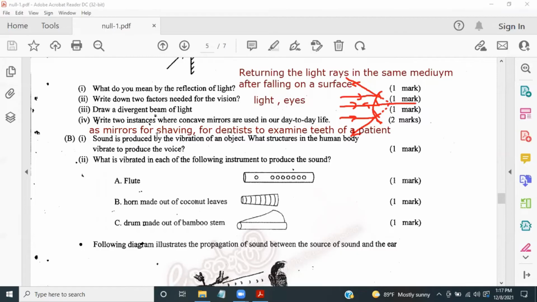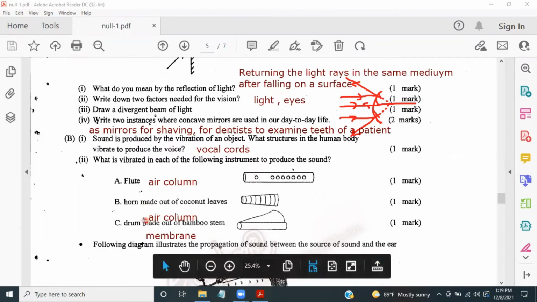Sound is produced by vibration of an object, but structures in the human body vibrate to produce the voice: the vocal cords in the throat. Okay, in this second one, what is vibrated in each of the following instruments to produce the sound? In a flute, the air column is vibrating; in a horn, the air column is vibrating; in a drum, the membrane is vibrating.